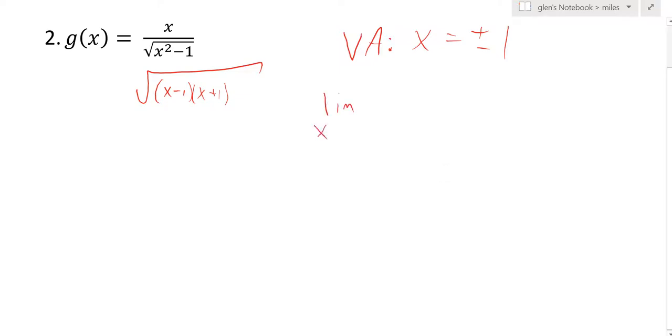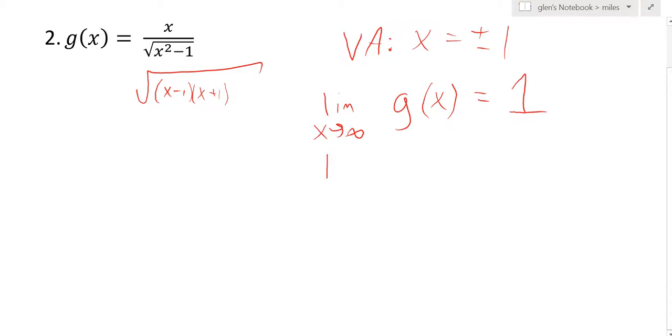As x goes to infinity, all right, g of x, we tell the horizontal asymptote by looking at the degree of the numerator and the denominator, right? Which is both, in this case, 1. So what's my horizontal asymptote going to be? 1. The coefficient fraction, right? 1 over 1. Okay with that?